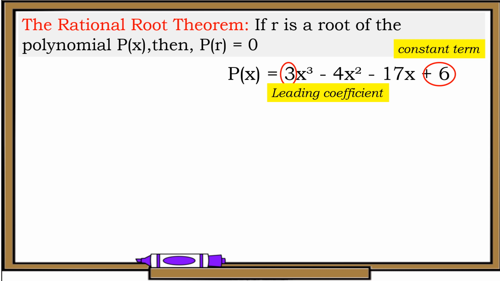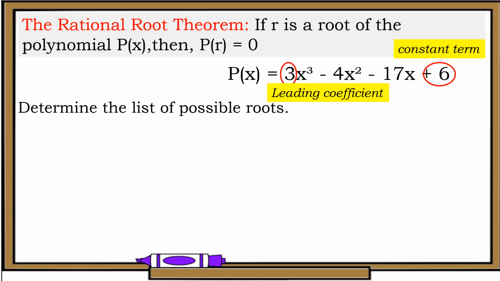The degree of the given polynomial is 3 kasi yung pinakamataas na exponent ay 3. Kung ano yung pinakamataas na exponent, yung number na katabi ng may pinakamataas na exponent, yun yung tinatawag nating leading coefficient.